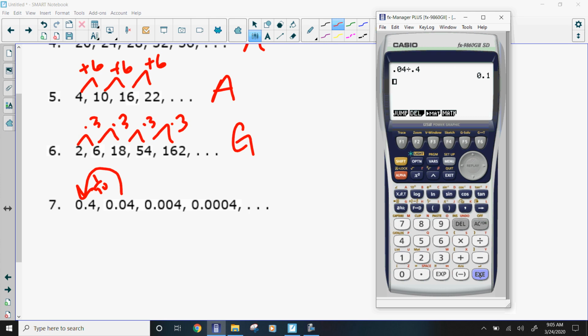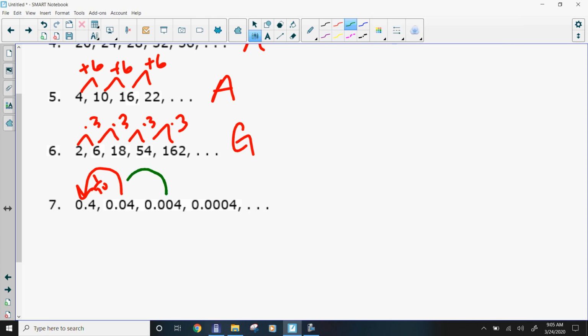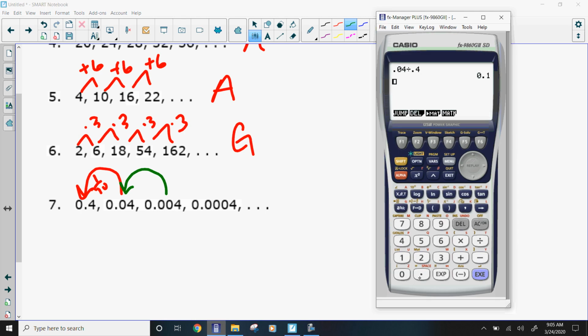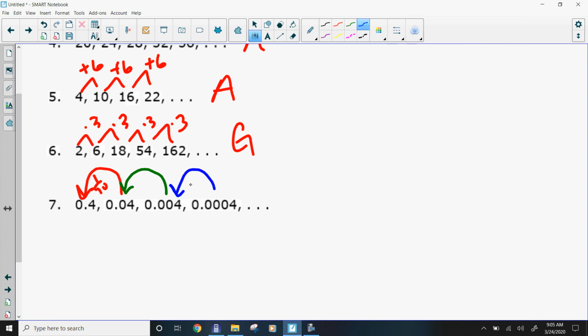The trick to this, though, is you have to use next door neighbors. So I would use the 0.04, so 0.004 divided by 0.04. See, it doesn't matter which pair of next door neighbors we use, it gives us the same answer all the way through. It's all 0.1, so that's going to be a geometric sequence.